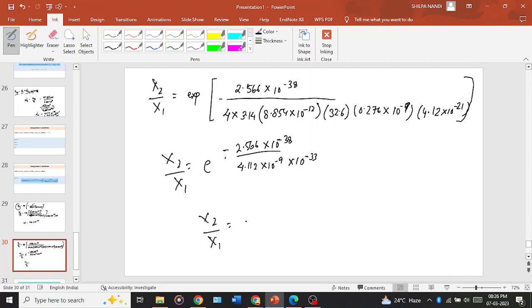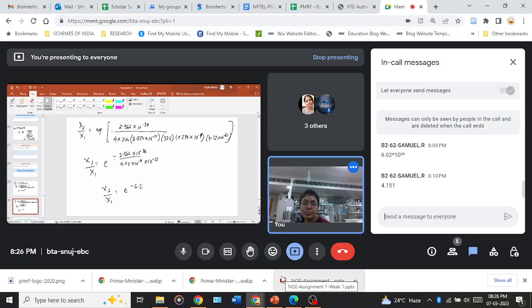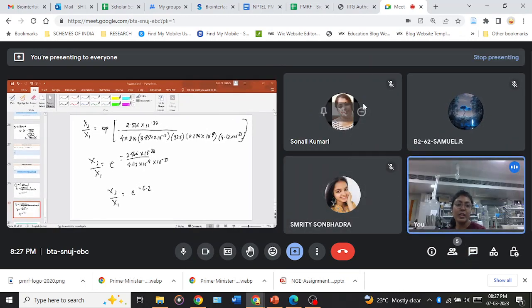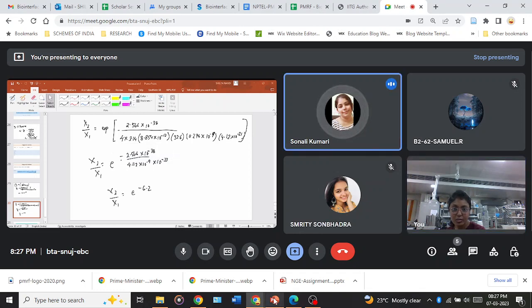Just cross check if it's coming the same or not. So the final answer should come as this, that is e to the power minus 6.2. Can anyone confirm that you are also getting the same result or the same calculation? Okay, fine. Samuel has said that he is getting the same answers. I hope everyone else, Smriti and Sonali, both of you are also getting the same results. Yes, ma'am. Okay.